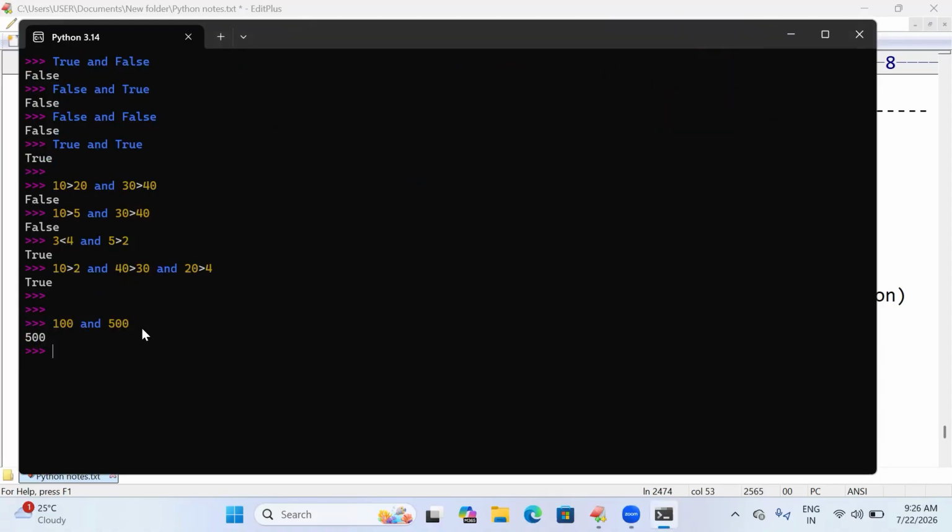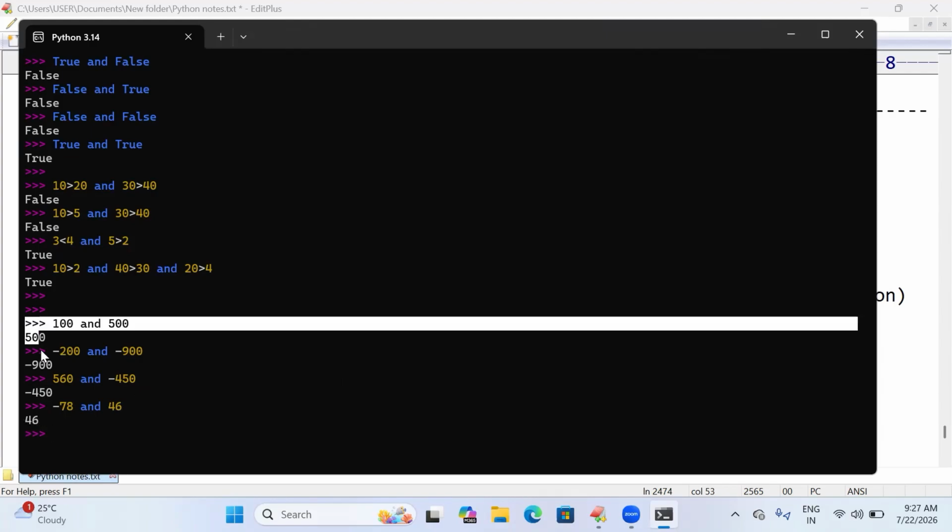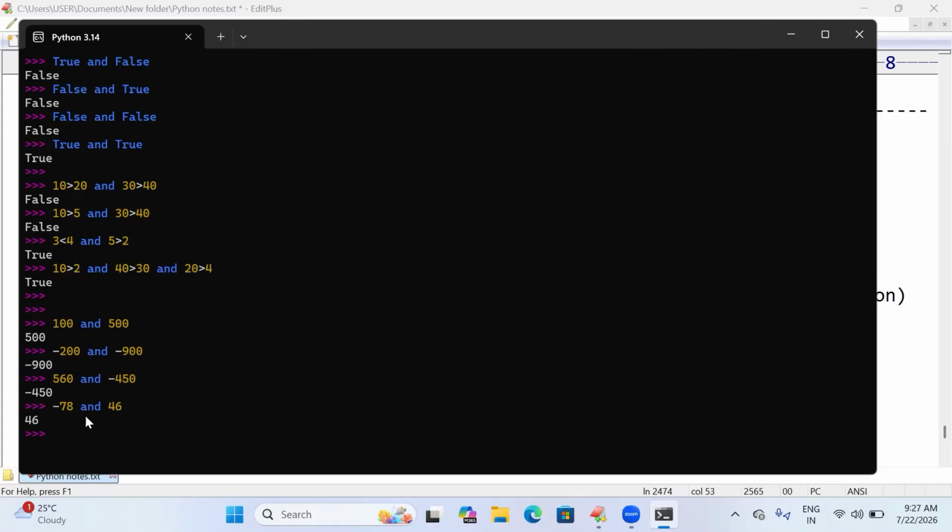So see here, I'm going to take minus 200 and minus 900. The output is going to be minus 900. See here, minus 900. So 560 and minus 450, the output is going to be minus 450. So minus 78 and 46, see, the output is going to be 46. So these level 3 type of examples are more important.